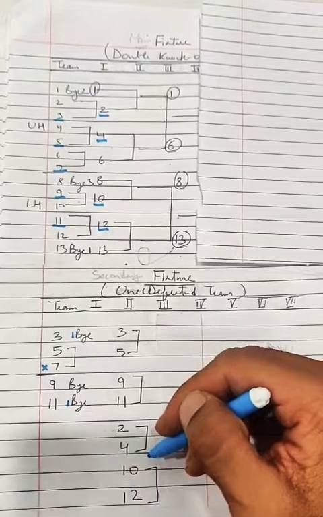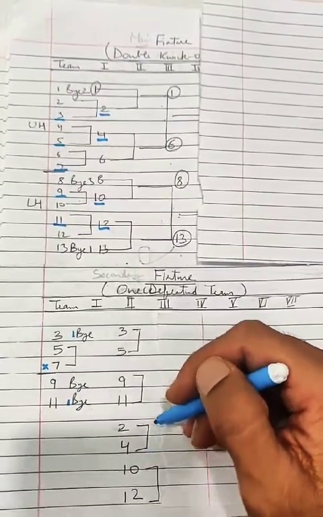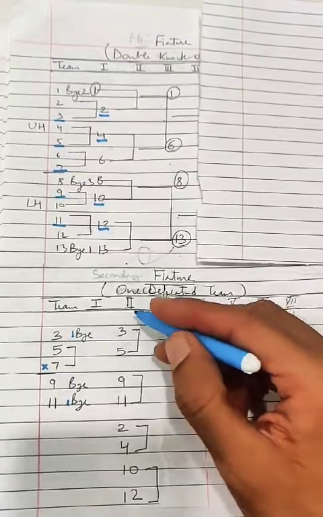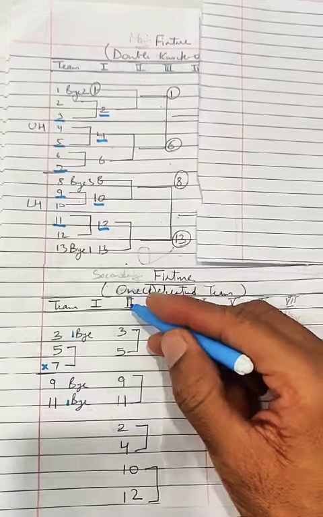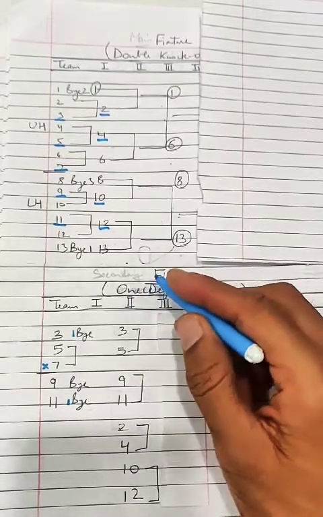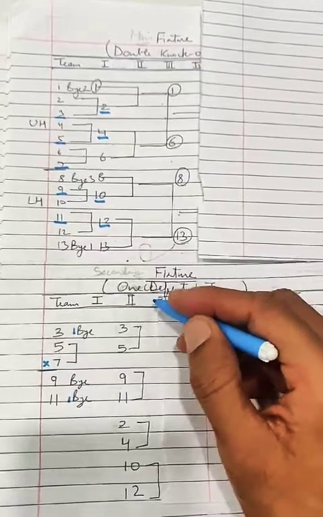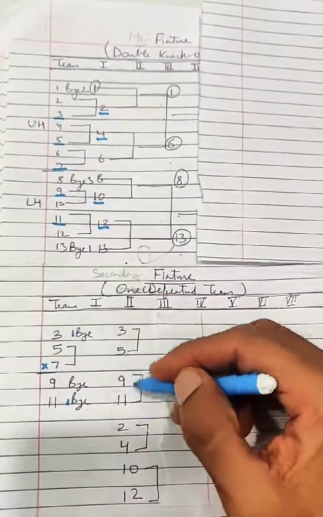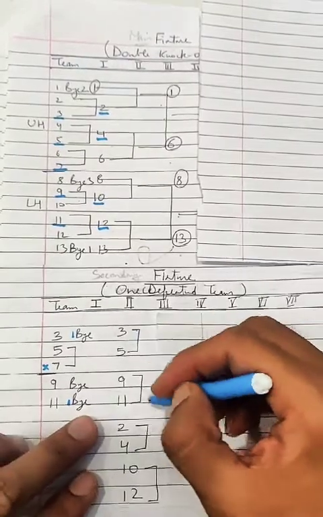Why do we have to give the bye? When the number of teams is not a power of 2, then we have to give byes to the teams. So here the number of teams is exactly 8. So make sure you prepare this draw in such a way that in the second, third, fourth round, you don't have to give byes to the teams. So now prepare a draw here.